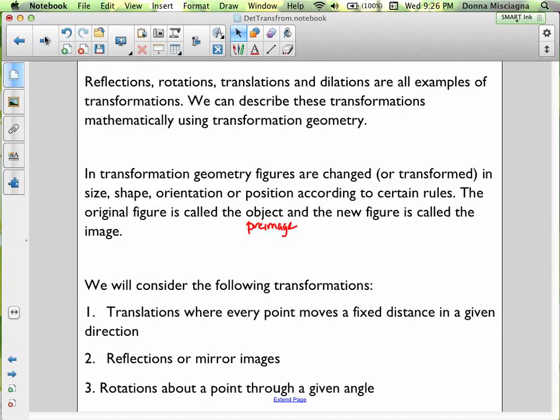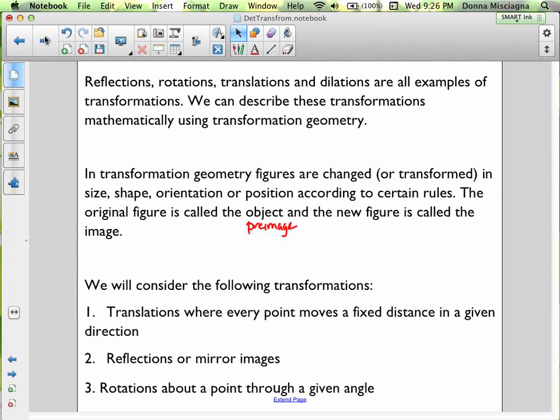So reflections, rotations, translations, and dilations are all examples of transformations. We can describe these transformations mathematically using transformational geometry. And that's one of the things we're going to be learning in this series of lessons, is how to describe transformations mathematically. In transformation geometry, figures are changed or transformed in size, shape, orientation, or position according to certain rules. The original figure is called the object or preimage, and the new figure is called the image.